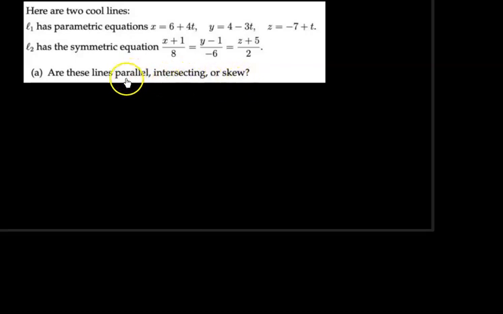Two lines are parallel when they have the same direction vectors. Two lines are intersecting when they don't have the same direction vector but they share a common point. Two lines are skew lines when they don't have the same direction vector, nor do they share a common point. Skew lines are those lines which never intersect each other and they lie in more than two dimensions.